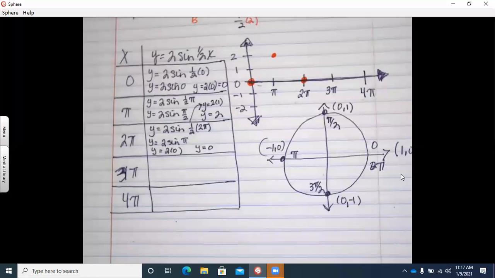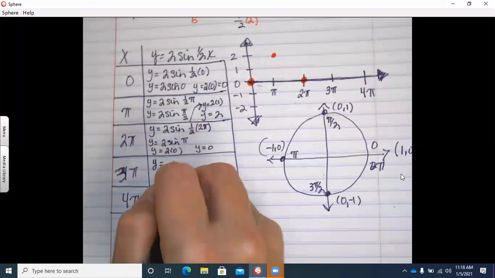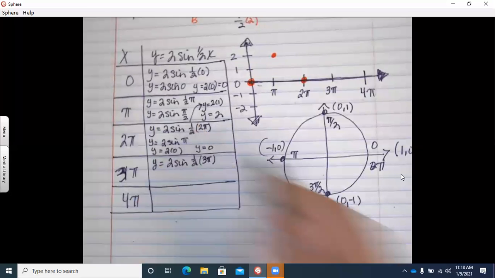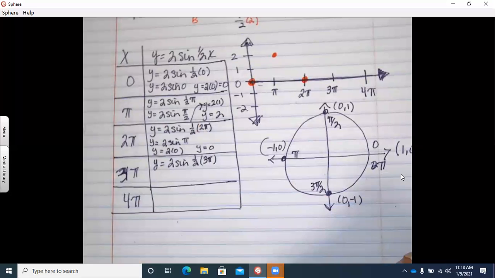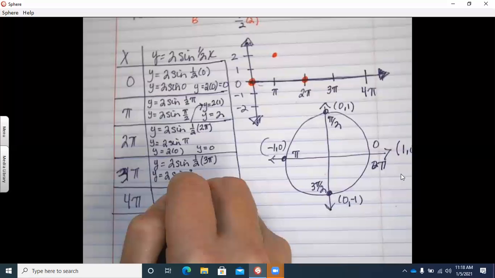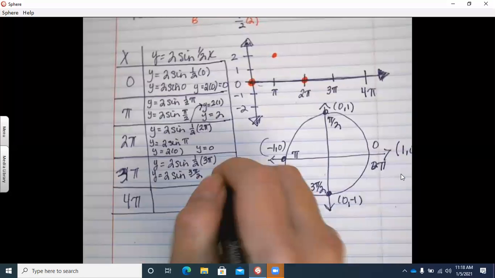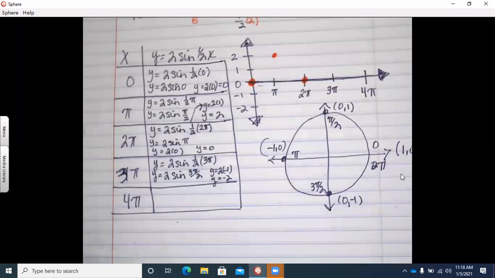Let's do 3 pi. Y equals 2 times the sine of 1/2 times 3 pi. How am I going to write 1/2 times 3 pi? 3 halves pi, or 3 pi over 2, same difference. So what is the sine of 3 halves pi? -1. So we have 2 times -1, which is -2. We're solving trigonometric functions here.